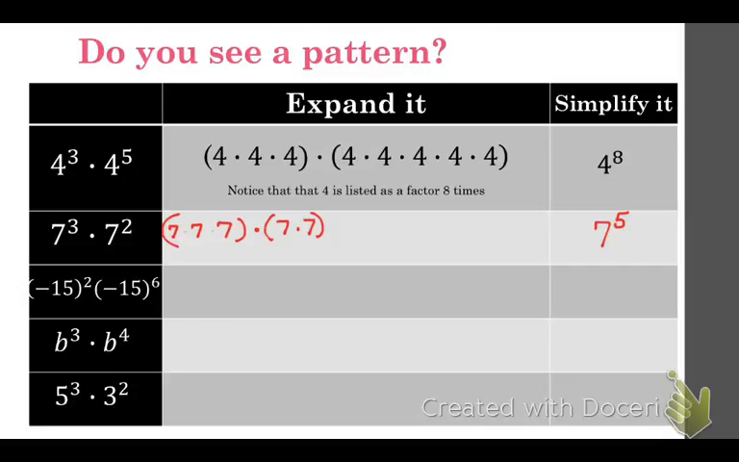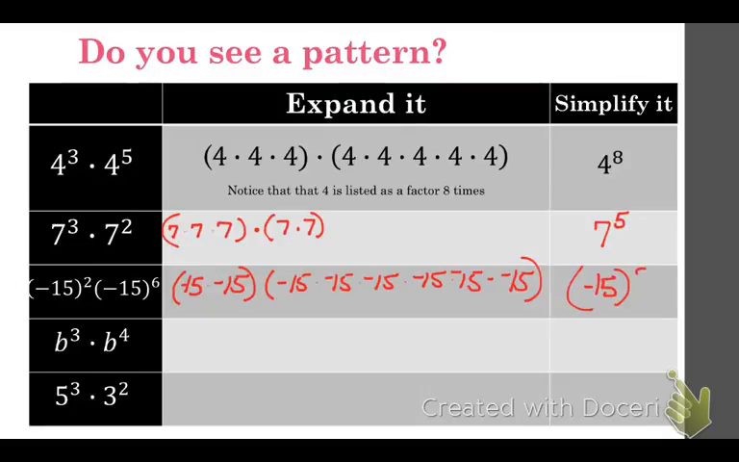In the next one, I have negative 15 there twice, and then it's there 6 times as a factor in my next expression. So altogether, negative 15 is listed as a factor a total of 8 times. So this would be negative 15 to the 8th power. Make sure you have parentheses around the base.